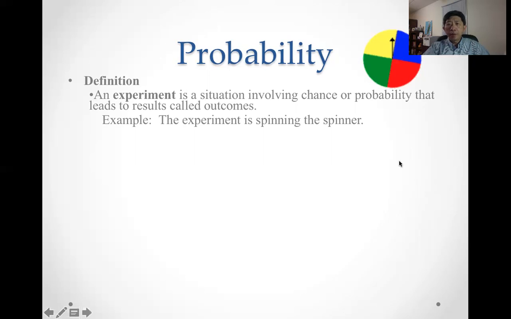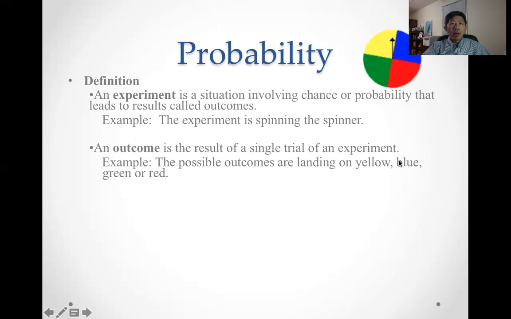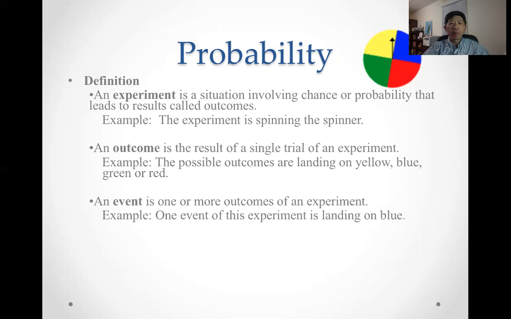And then, what does outcome mean? An outcome is a result of a single trial of an experiment. For example, the possible outcomes are landing on yellow, blue, green, or red. So that would be the outcome.